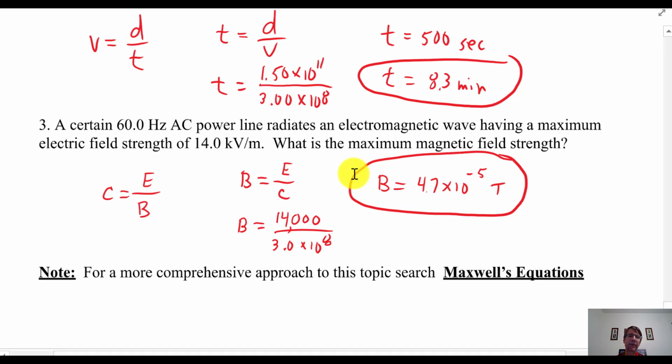As I've said before, for a more comprehensive approach to these topics, we're not going to get into the deep math. This is pretty much the first half of chapter 24. We're not going to get into the real deep, complicated math with Maxwell's equations. So we're going to stick with some pretty easy stuff in this unit to finish off magnetism and electromagnetism. And next up will be optics. So stay tuned.